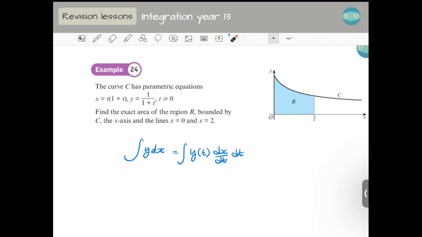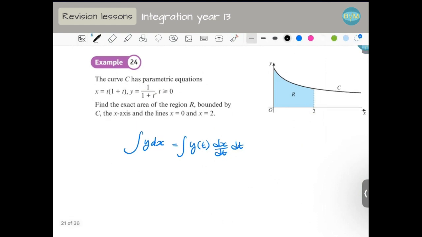If you have limits of integration because you are finding an area, be careful, because these are values of x, and I'm integrating in t. So every time I change my variable, I have to change my limits. Yeah, the same as if I use substitution. So let's try this one.